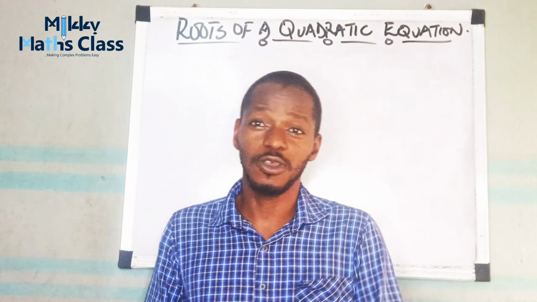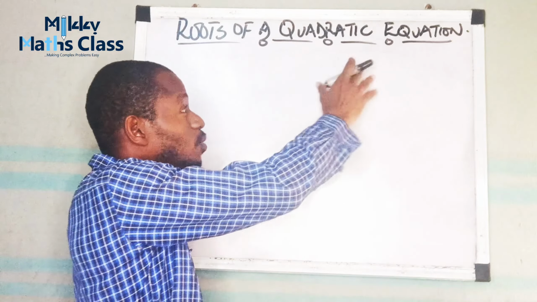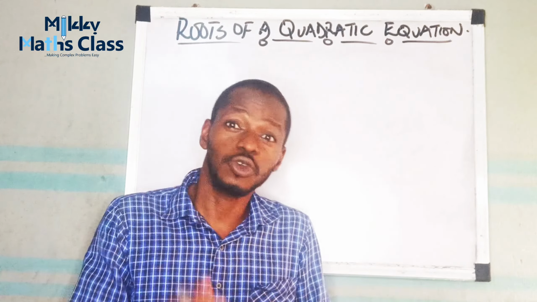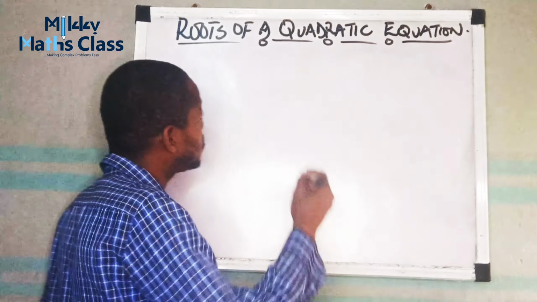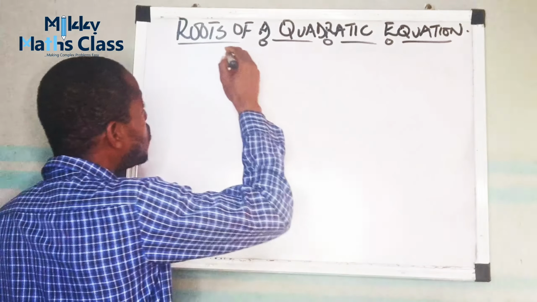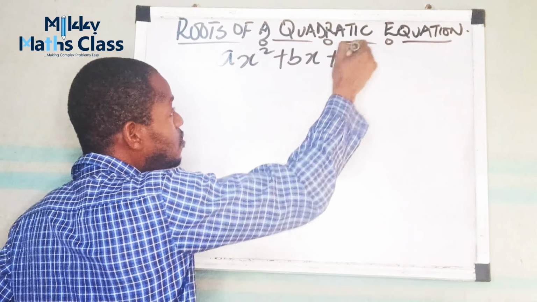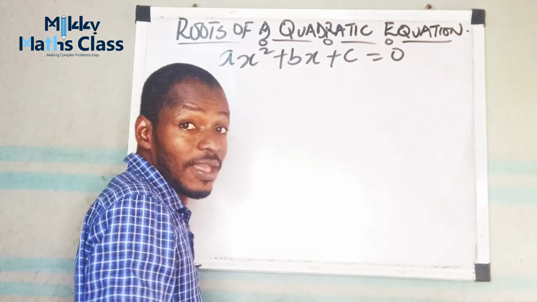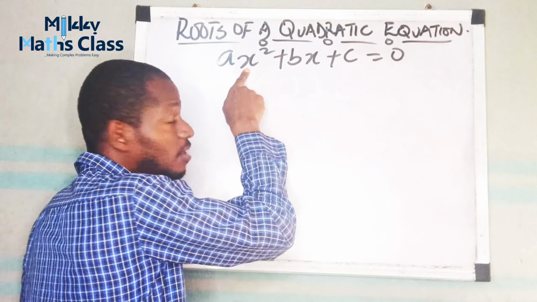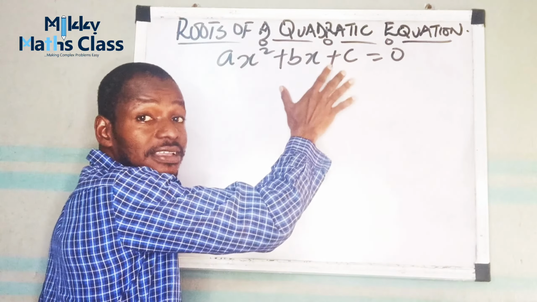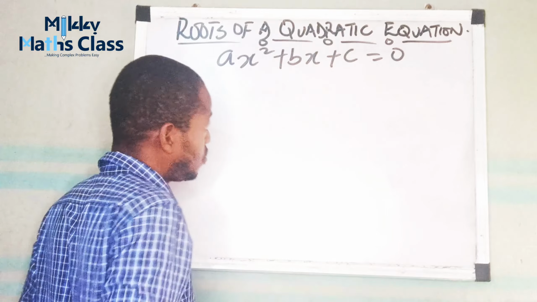Alright, today we'll be looking at the roots of a quadratic equation. Now, what do we mean by the roots? A quadratic equation, we have established in our previous classes, is in the form ax squared plus bx plus c equals 0, where the highest power of x is 2. This is the general form or the standardized form of a quadratic equation.